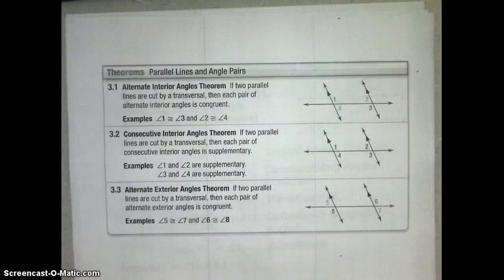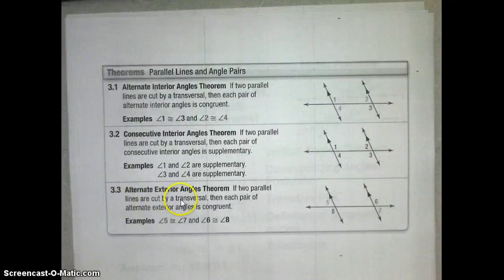All right, now the corresponding angles postulate leads us to three other theorems about alternate interior angles, consecutive interior angles, and alternate exterior angles. Again, all of these start with the given that we have parallel lines. When two parallel lines are cut by a transversal, alternate interior angles are congruent. So 1 and 3 are congruent, 2 and 4 are congruent.